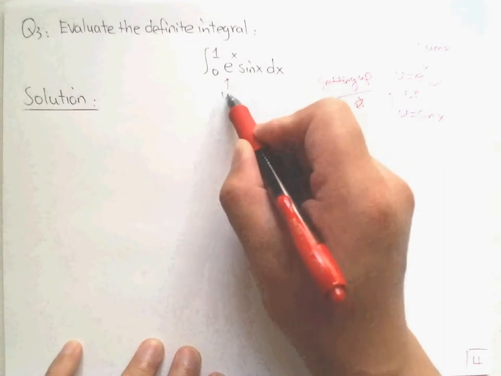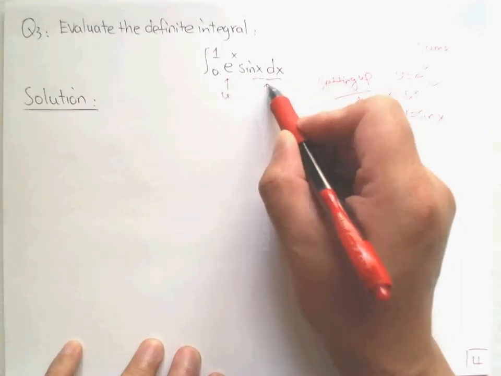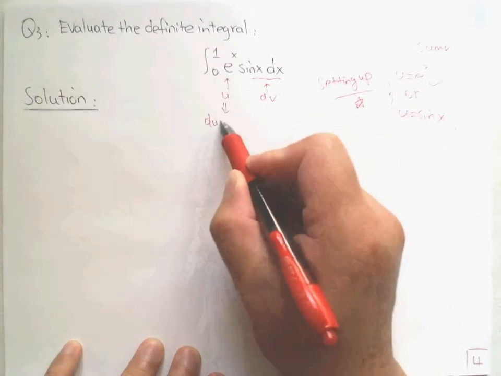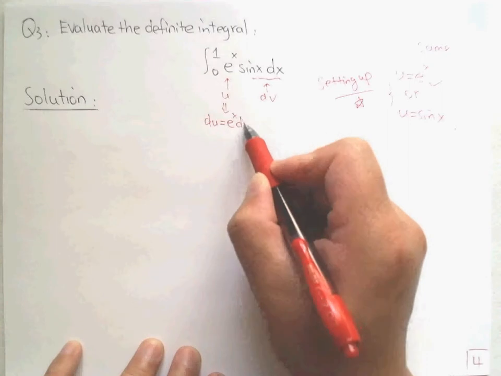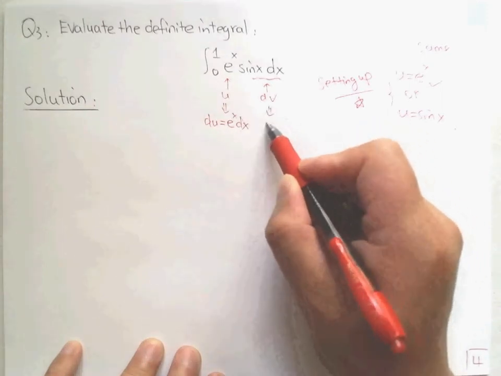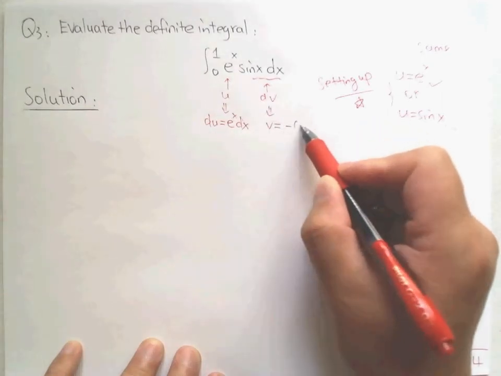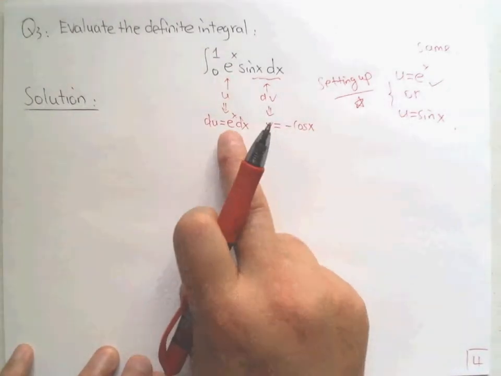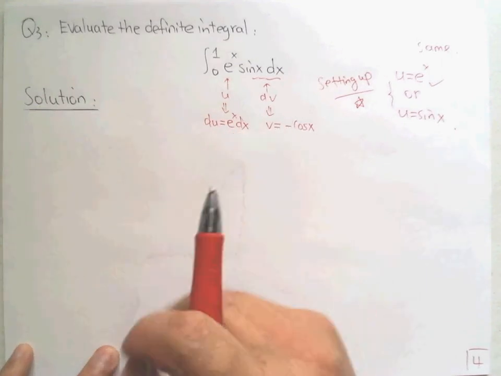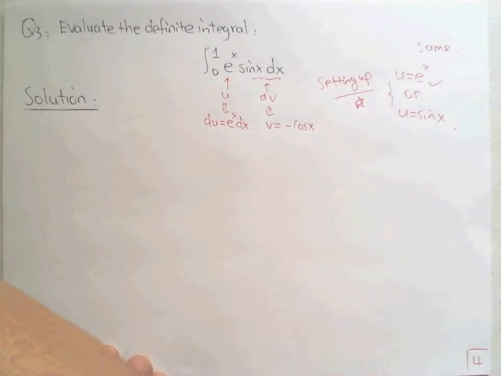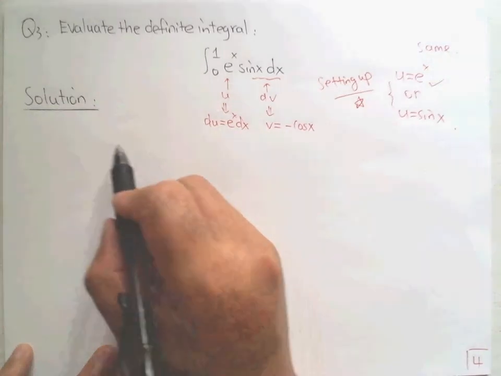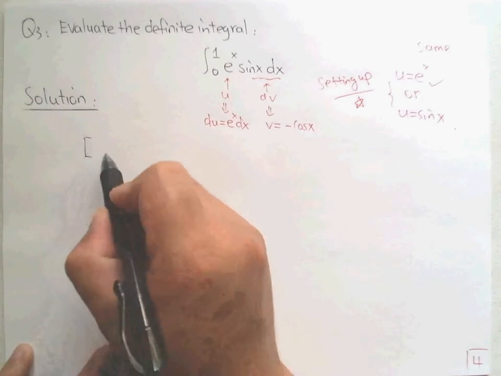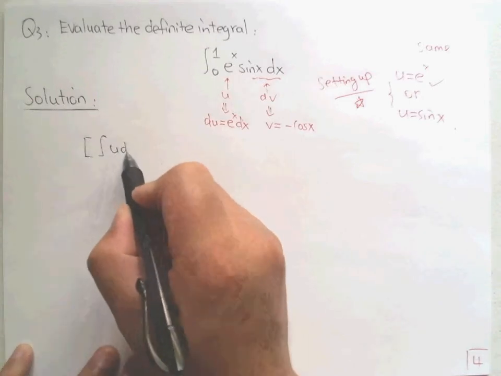Choose the first one. I choose this as u, so this should be dv, and then I am going to get du equals e^x dx, right? I will solve for v. This is good, v equals negative cosine. No problem. The only issue is that du is not simpler, and you will see what that means later.